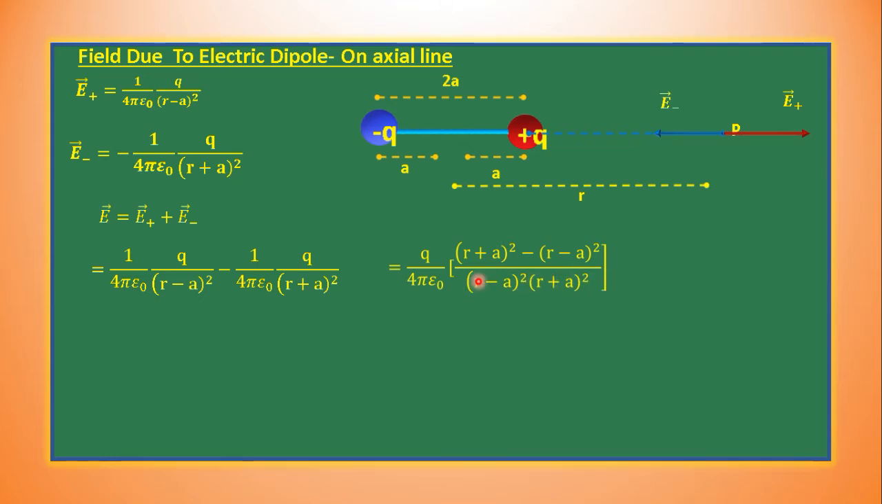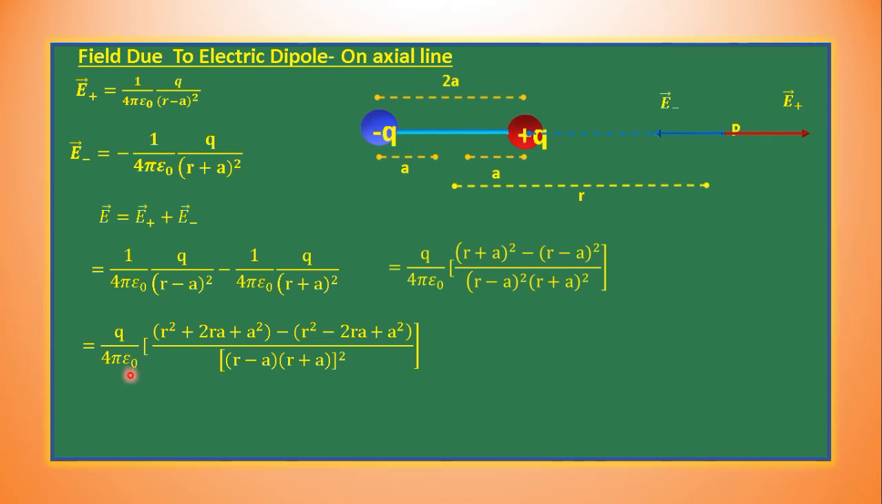This is simple mathematics, and we can simplify it. Expanding (r plus a) squared and (r minus a) squared, we get q by 4 pi epsilon 0, then r square plus 2ra plus a square minus of r square minus 2ra plus a square. Again, taking this negative sign into the bracket: r square plus 2ra plus a square minus r square plus 2ra minus a square. Say this r square cancels, a square cancels, 2ra and 2ra make 4ra.